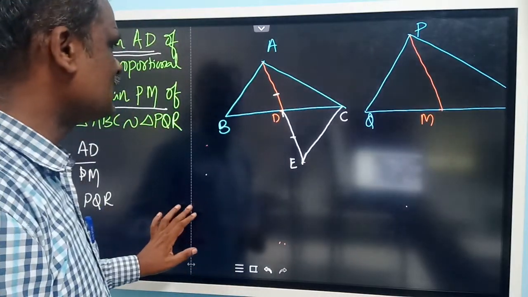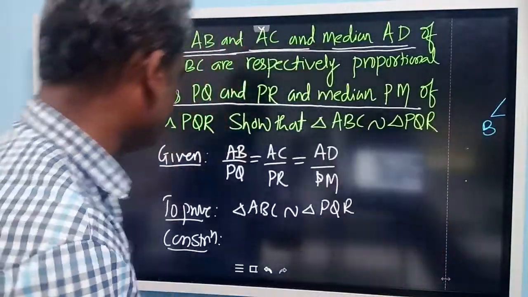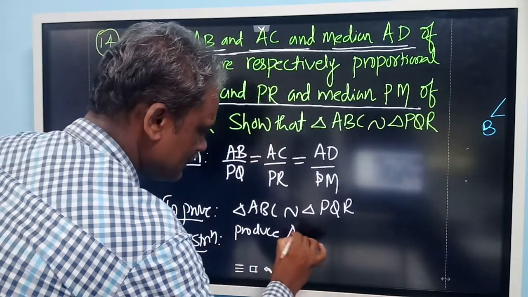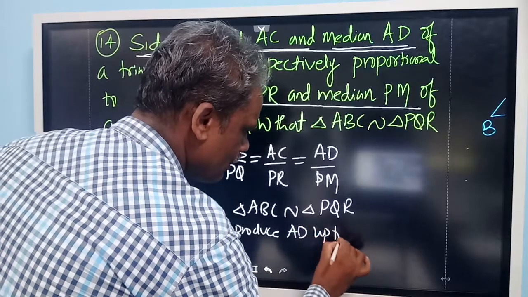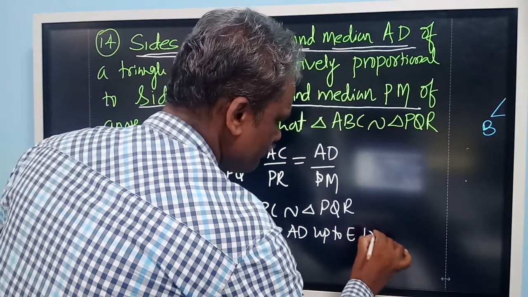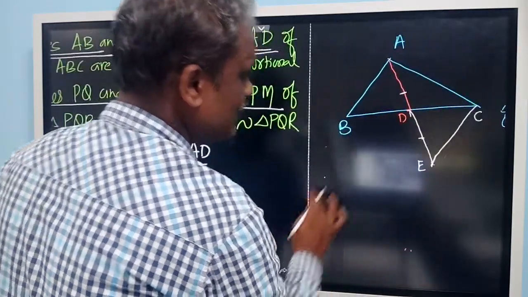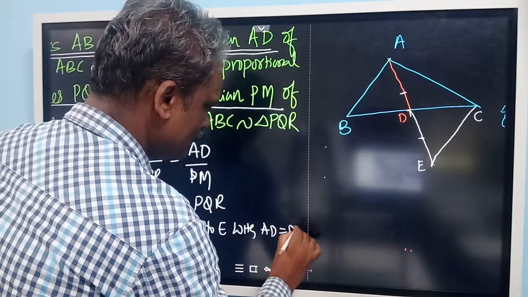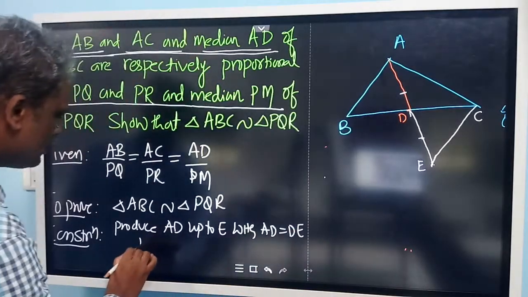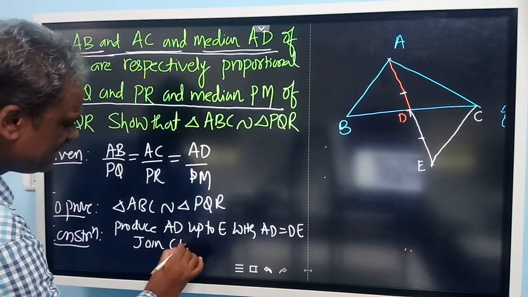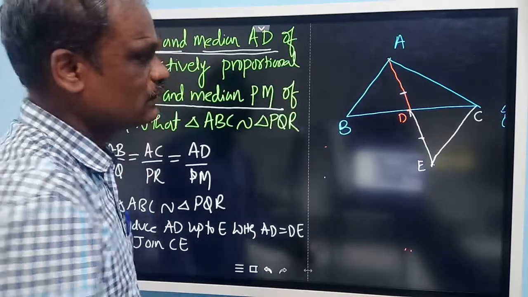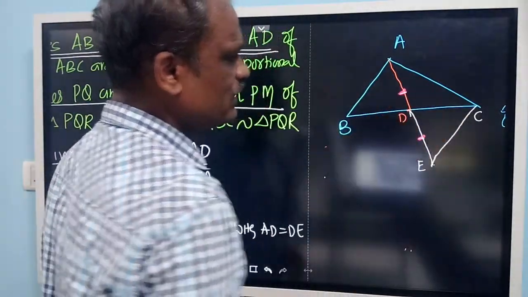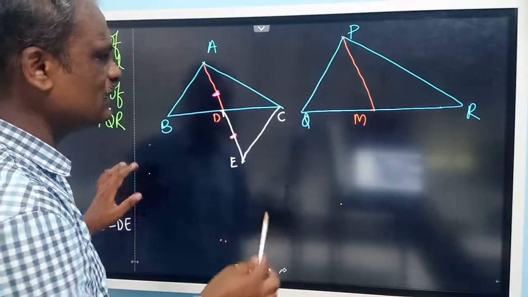Remember what is the construction I have done? Produce AD up to E with the condition. What is the condition? AD should be equal to DE. Then join CE. Very important condition: these two are equal in length. So we join CE. Same thing you have to do in the other triangle also.